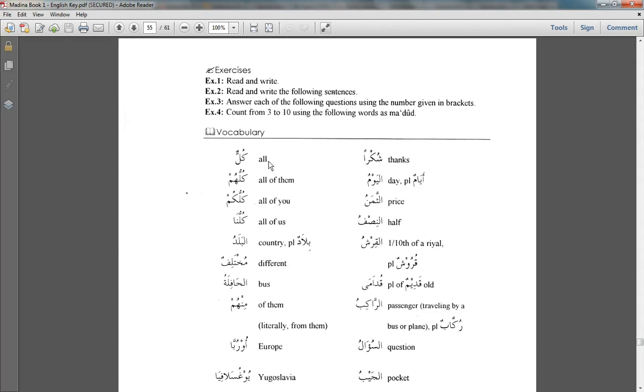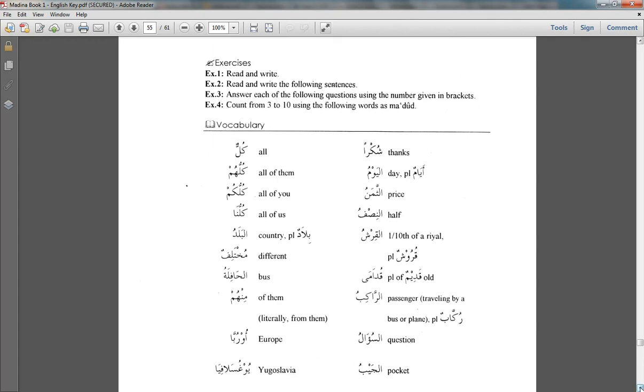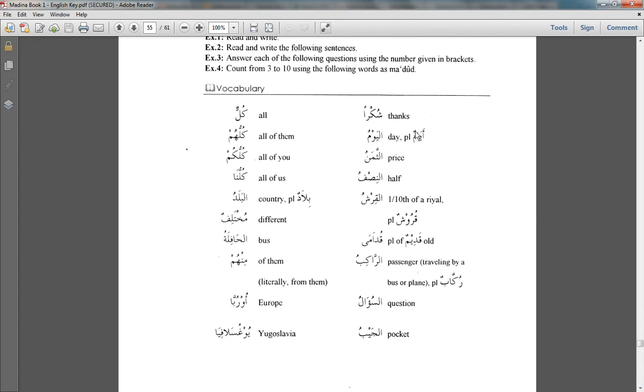Vocabulary: kullun, all. Shukran, thanks. Kulluhum, all of them. Kullukum, all of you. Kulluna, all of us. Al-baladu, country. Mukhtalifun, different. Al-hafilatu, bus. Minhum, meaning from amongst them. Urubba, Europe. Yugoslavia, self-explanatory. Shukran, thanks. Al-yawm, today. Ayyam is the plural.